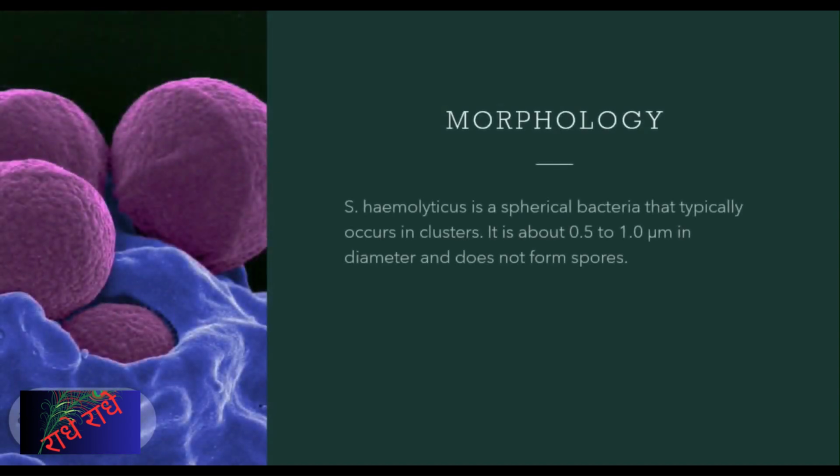Haemolyticus is a gram-positive bacterial cell that can be seen under a microscope. It is typically round and occurs in clusters, with a diameter of roughly 0.5 to 1.0 micrometers. This size difference is useful in distinguishing it from other microorganisms, and it also does not form spores, making identification easier.